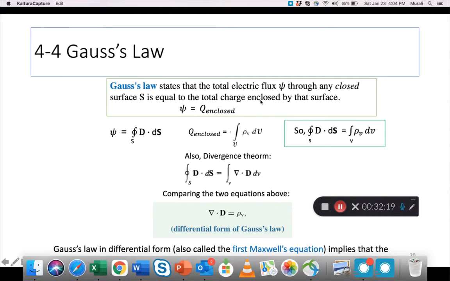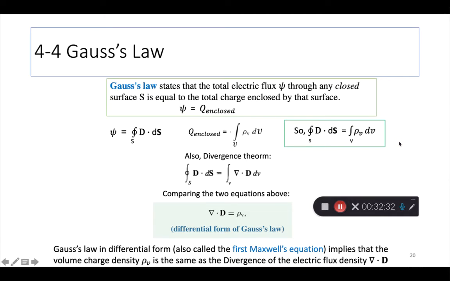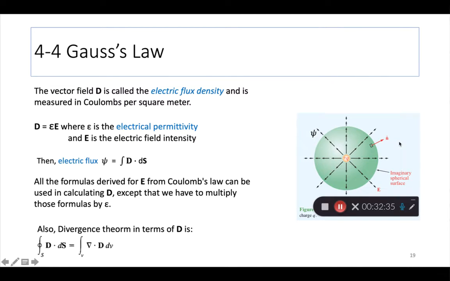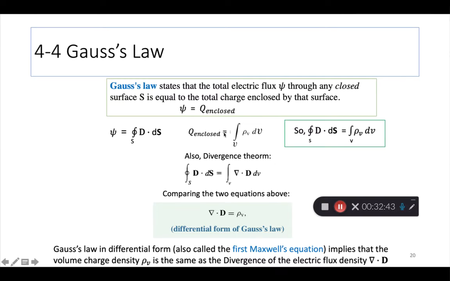So in its simplest form, you can say Gauss's law states that the total electric flux psi through any closed surface is equal to the total charge enclosed by that surface.